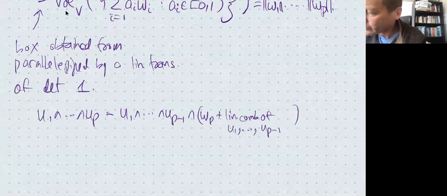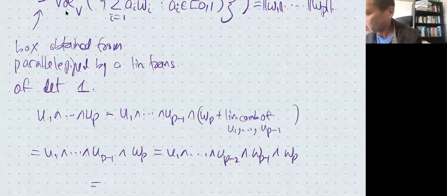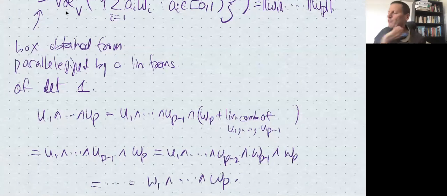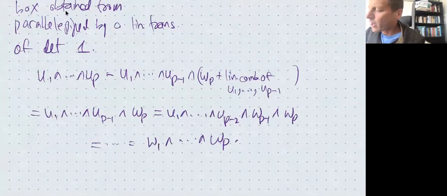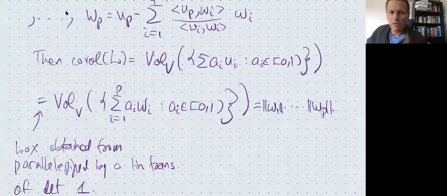So this becomes U_1 wedge, etc., U_{P-1} wedge W_P. And we can repeat the process with the remaining term, and we get this. So putting all of this together, we got that the norm of the wedge of the W_i's is this product, which is the co-volume that we want.